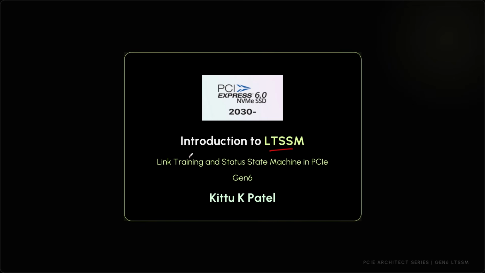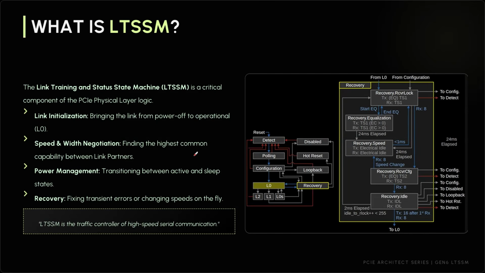Now that we know what LTSSM stands for, let's first understand exactly what it does. So, what is LTSSM? LTSSM is a state machine present inside the PCIe physical layer. Its job is to bring the link from an inactive state all the way to a full operational state. It performs four major functions. First is link initialization. When the power is applied, the link is not immediately ready, so LTSSM handles the entire startup process.